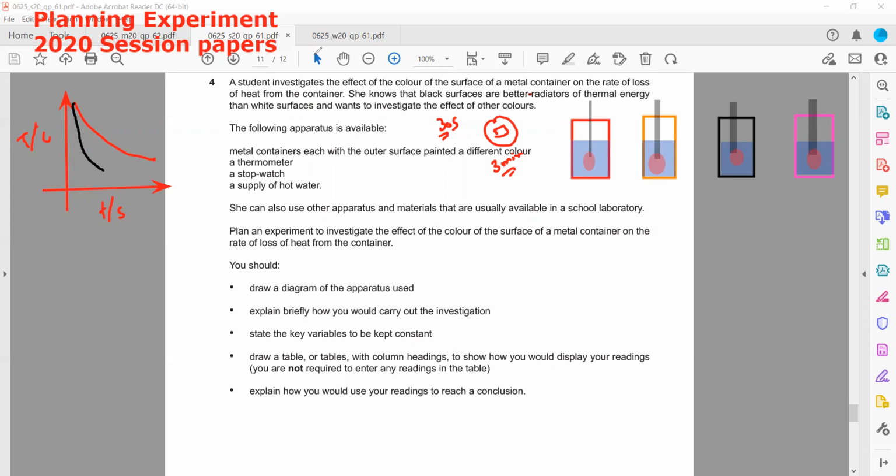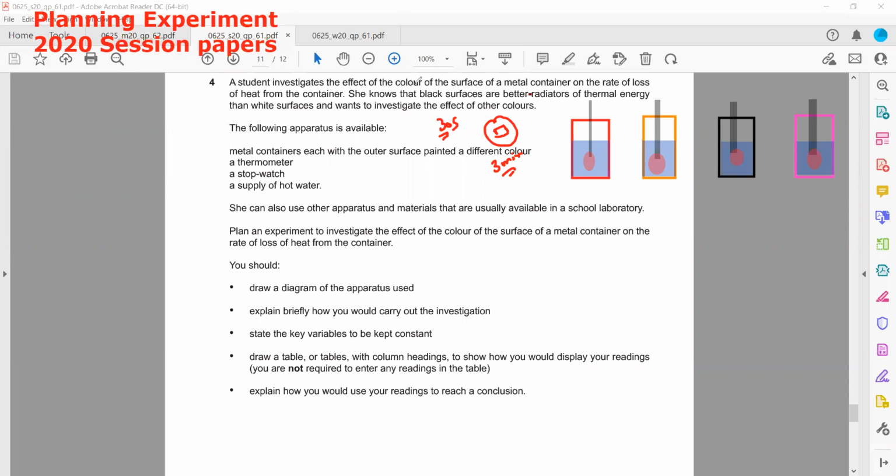Time is on the x-axis because time here is independent. When you start the timer, the time will continue. So time is independent. Temperature depends on other factors. It depends on the amount of liquid you took, the size of the container, and the type of the container. That's why temperature is on the y-axis.